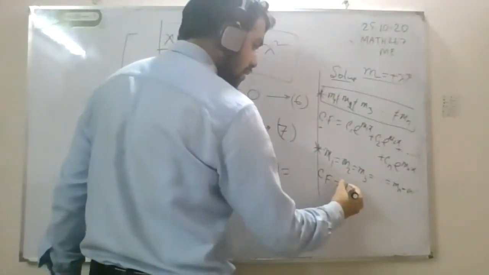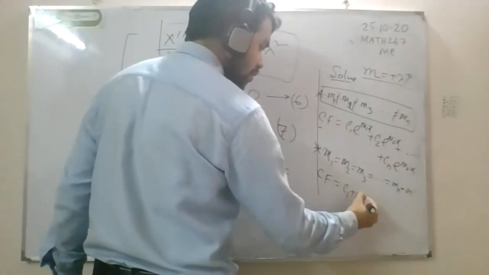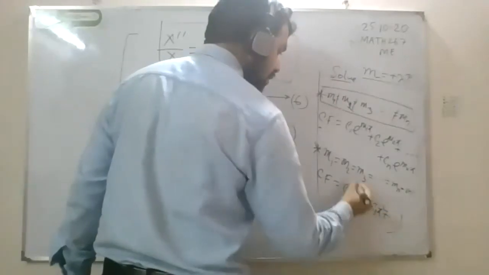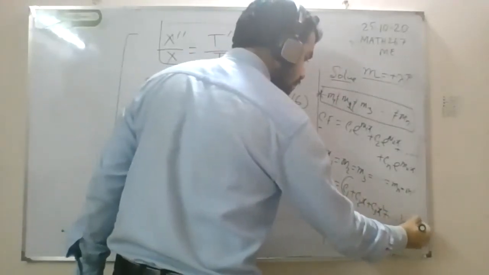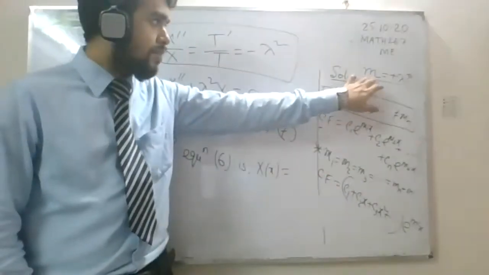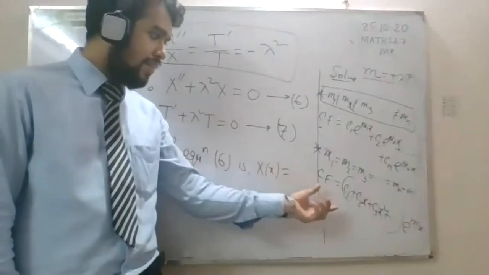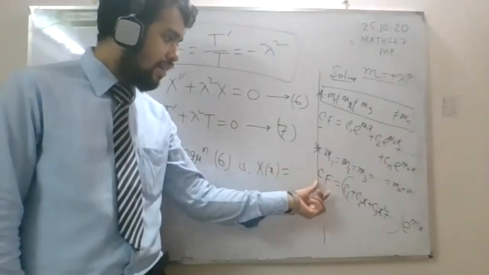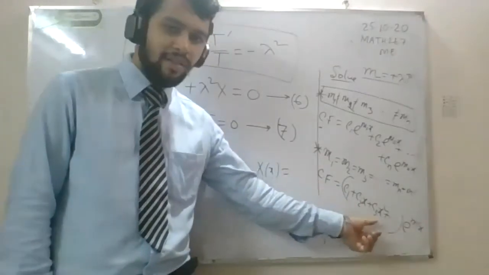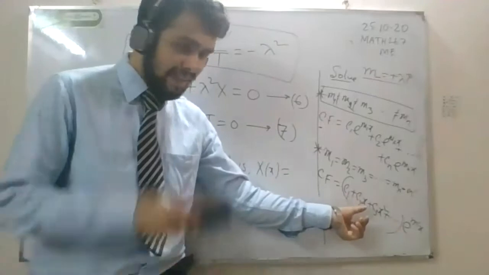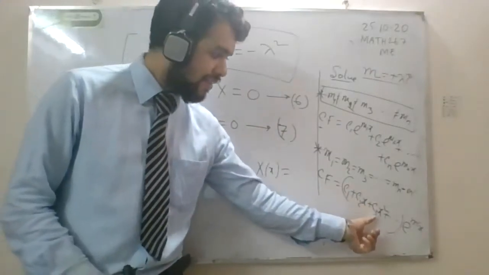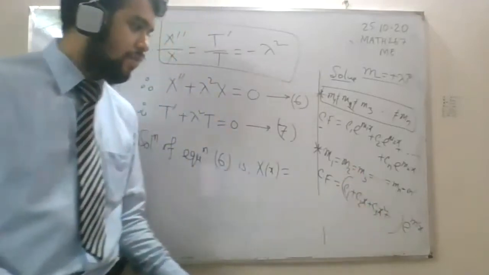Complementary function will be c1 plus c2x plus c3 x squared plus into e to the power m prime x. So here, if our roots are equal and real, the complementary function will be c1 plus c2x plus c3x squared. That means you have to multiply x. With c2 you multiply x, then with c3 you have to multiply another x.